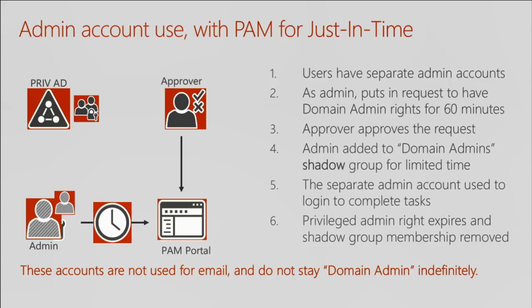A user has a separate admin account, and they might ask you, what do you need to do to make sure that the user can actually do the work that they need to? And they have a separate admin account. The admin puts in the request to have the domain admin rights for 60 minutes, giving them admin rights to the point where it's going to expire after a certain amount of time. So it uses a bastion forest to basically do that, and it has a shadow group membership that's basically removed after a certain amount of time. All that information is logged. You can view that information in your logs.